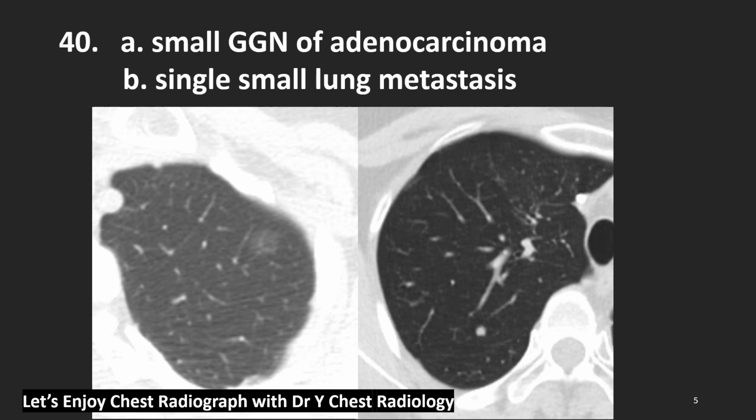These two axial lung window setting CT images show two examples of hook wire localization procedure. On your left side, this is left upper lobe, 1 centimeter, small ground glass nodule of adenocarcinoma. And on your right side, this is right upper lobe, 5 millimeter nodule from GI tract malignancy. This is single metastasis.